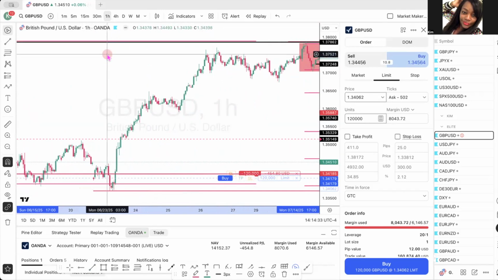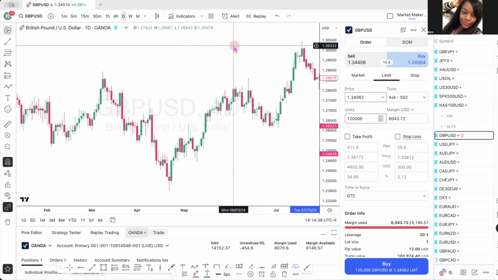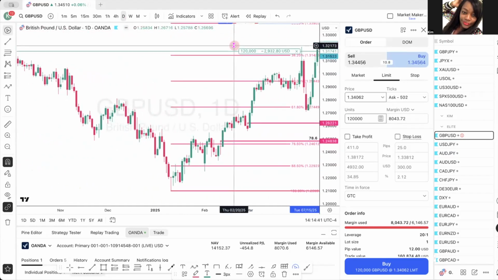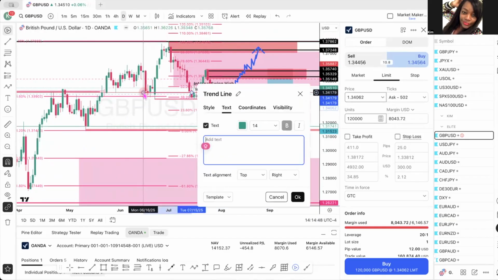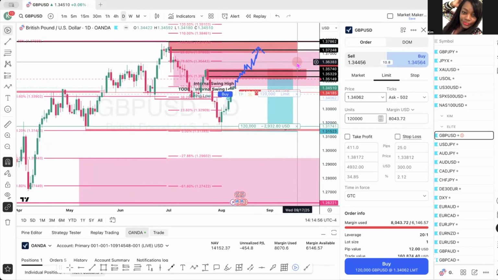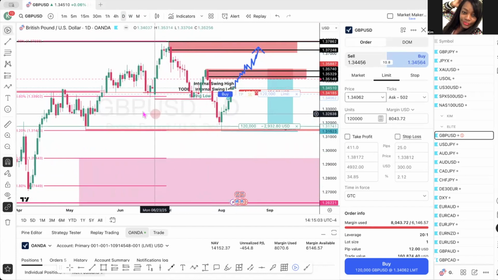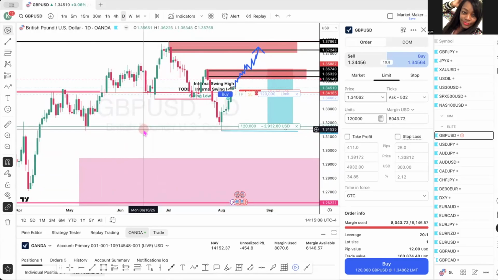I don't use, and just let me go back. This is Todd's zone right here. And I'm just going to mark it up, right? So when we go down, we can see it. Todd. Okay. And I'm going to remove all this stuff here because it's driving me crazy. I'm going to remove that.